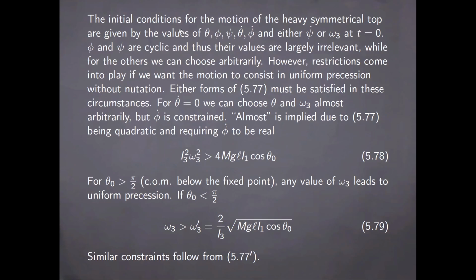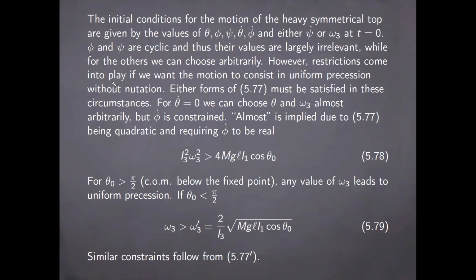In any case, the initial conditions for the motion of the heavy symmetrical top are given by this set of values, so the Euler angles and these two time derivatives, in either the time derivative of psi or the value of omega free at t equals 0. As phi and psi are cyclic, their values are largely irrelevant, while for the others we can choose arbitrarily.